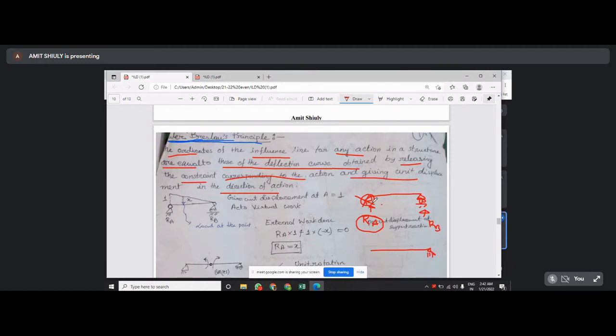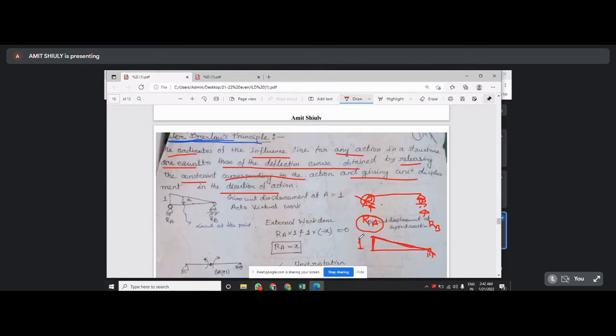First release the constraint. So RA in position of RA, you have to release this constraint, and then corresponding to the action, I am releasing the hinge support and giving a unit displacement in the direction of action. Unit displacement means that is 1. I am giving the unit displacement. So what should be the deflected curve? This deflected curve looks like this.